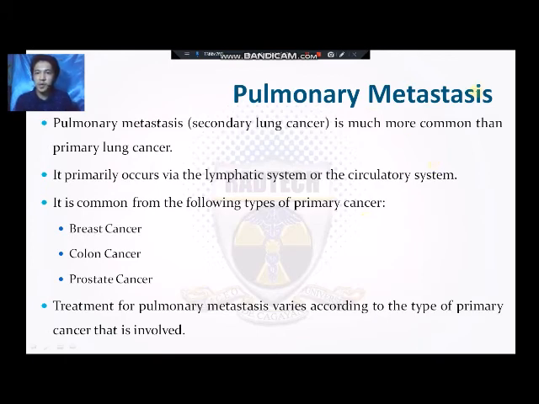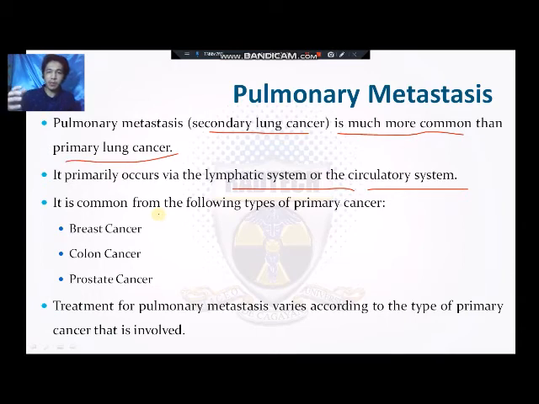Okay, so next we have pulmonary metastasis. Pulmonary metastasis, also known as secondary lung cancer, is much more common than primary lung cancer. So that means you have cancer from other parts of your body and it spreads to your pulmonary system. It primarily occurs via the lymphatic system or the circulatory system. So that means the cancer cells travel via the lymphatic or circulatory system and lodge in our pulmonary system.